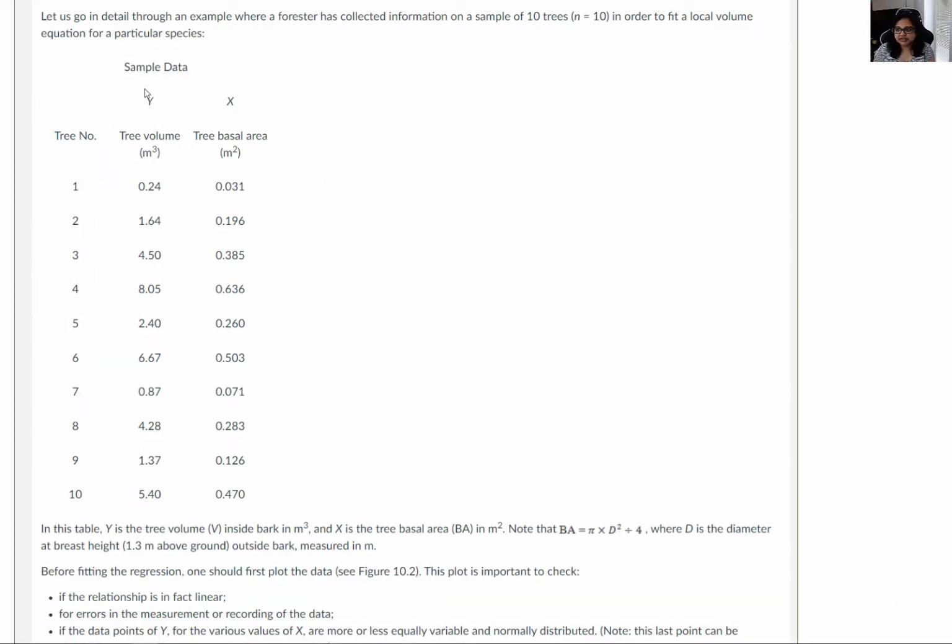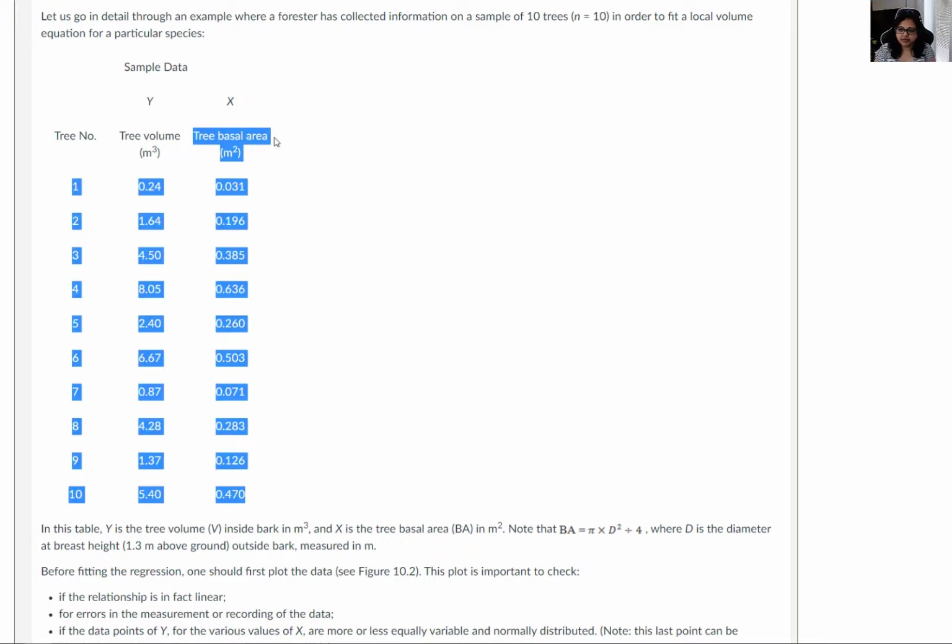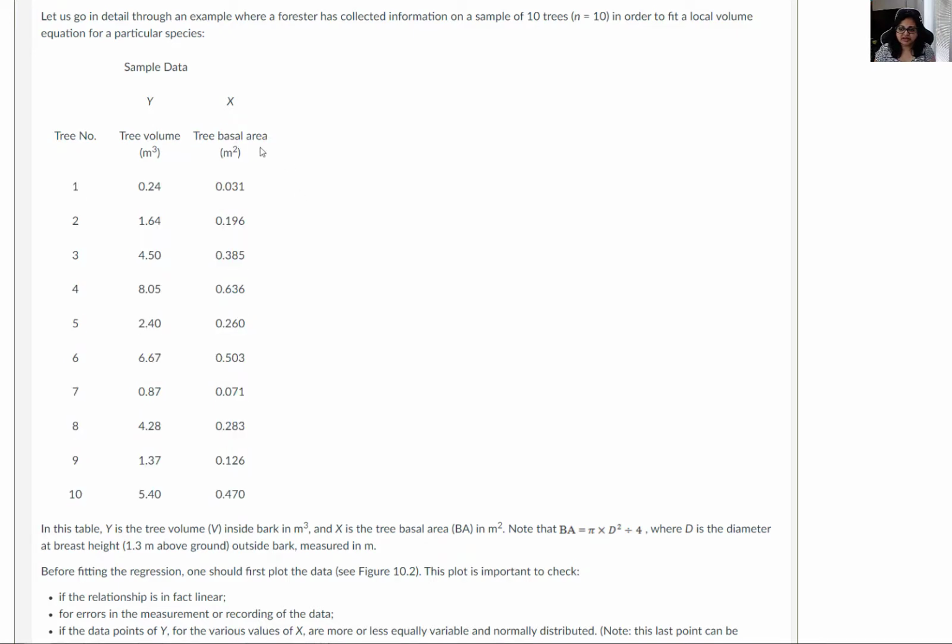So you can see that in this lesson we gave you a data set, and in the data set we have the tree volume and tree basal area. I will show you all the steps using this data set in an Excel file. In this data set we are thinking that tree volume is difficult to find, and tree volume is our dependent variable. That means this is what we would like to predict, and when we are predicting it, we are using tree basal area as our independent variable. That means this is what we are going to use in our regression line.